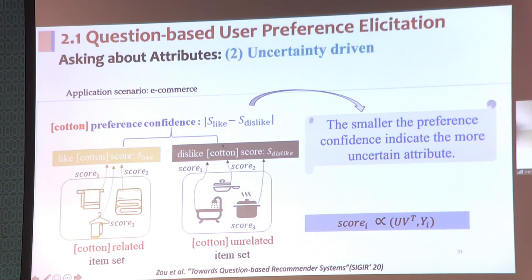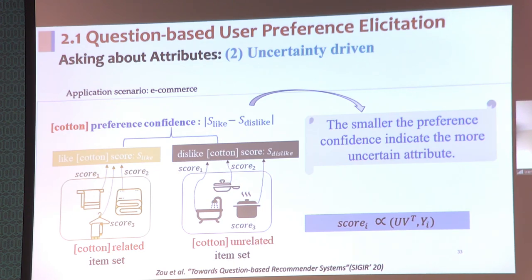Okay. But there are more stories about the attribute choosing. So, the second method that I want to share is the uncertainty-driven method. It is based on a philosophy: what type of attributes should we ask? We can imagine that if a system is very sure a user will like an attribute, it does not need to ask, right? In the same logic, if the system is very sure that a user does not like an attribute, it is also not necessary to ask this attribute, because the answer is already known.